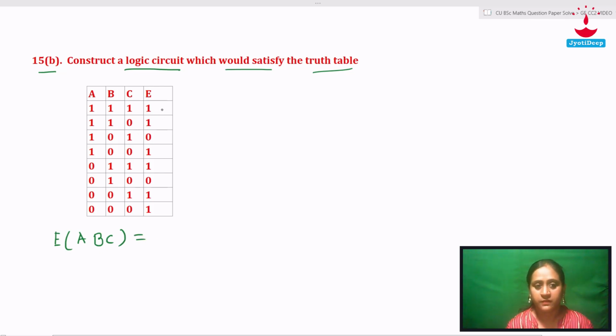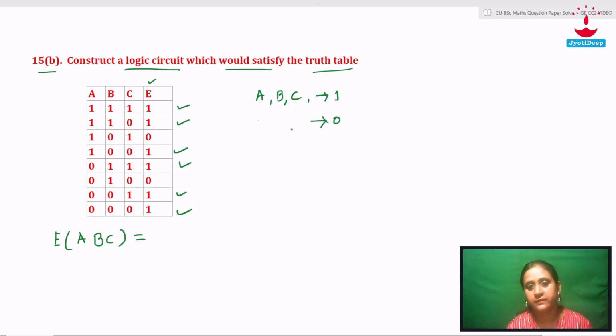Wherever the output E is 1, we will take only those rows. This 1 1 1 1. For A, B, C we are going to use the variable itself for 1, and for 0 we are going to take A complement or B complement or C complement.